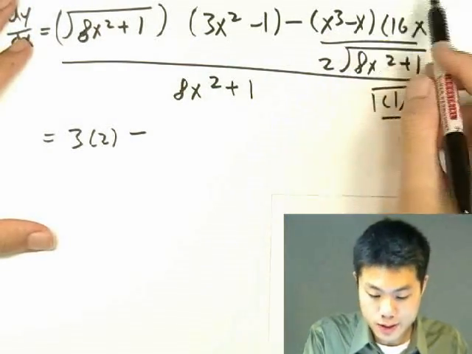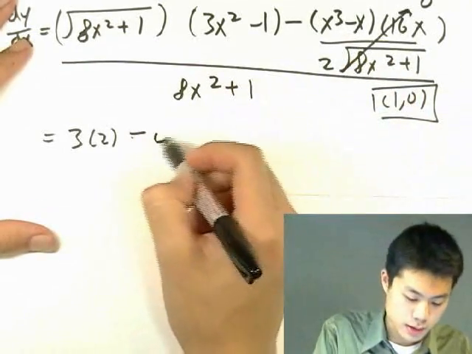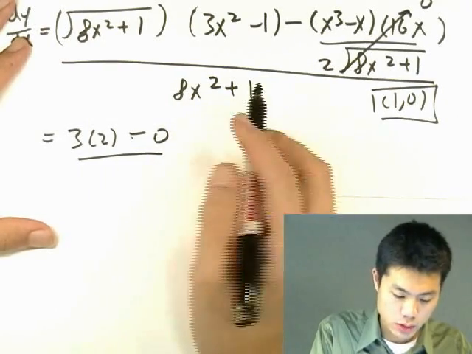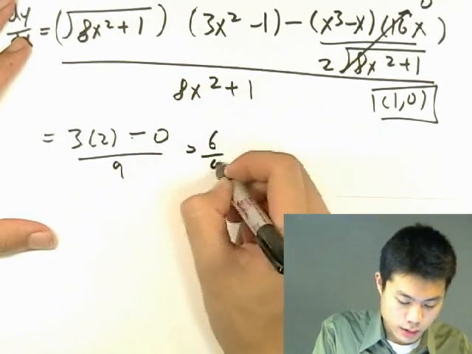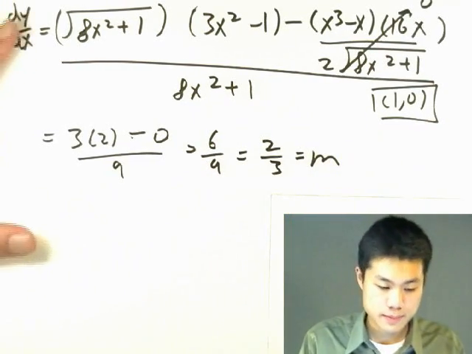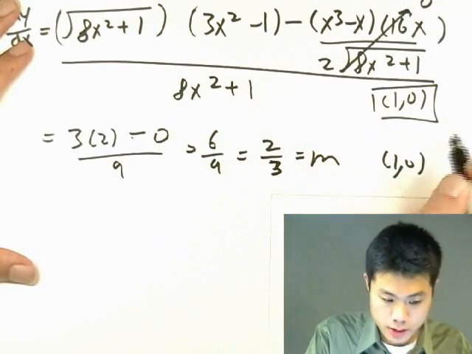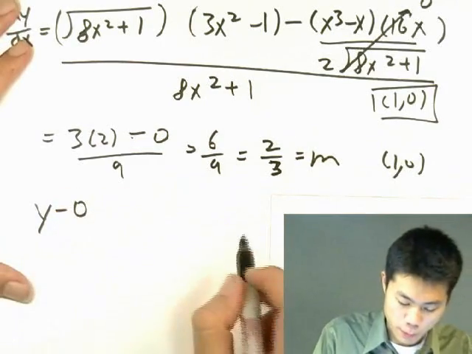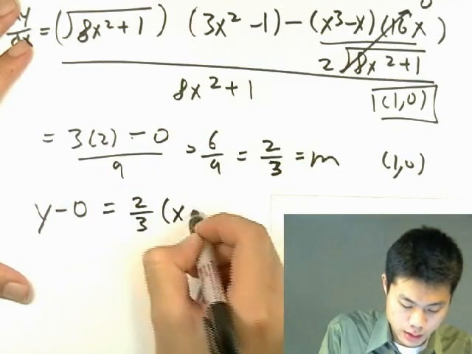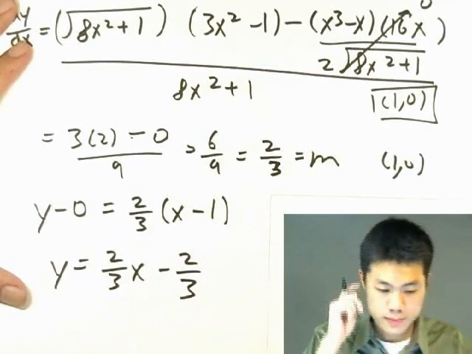Since this is 0 here, this entire part is 0. So minus 0, all over 8 times 1, which is 8, plus 1 equals 9. 6 over 9 equals 2/3. That's equal to our slope, m. So we know that the slope is equal to 2/3 and the point is (1, 0). Let's use the point-slope formula. y minus 0 is equal to 2/3 times x minus 1. y is equal to 2/3 x minus 2/3.